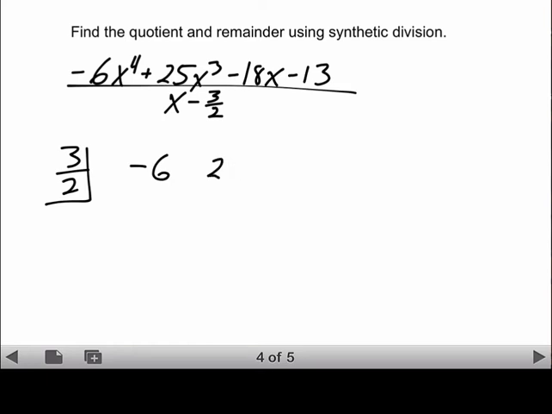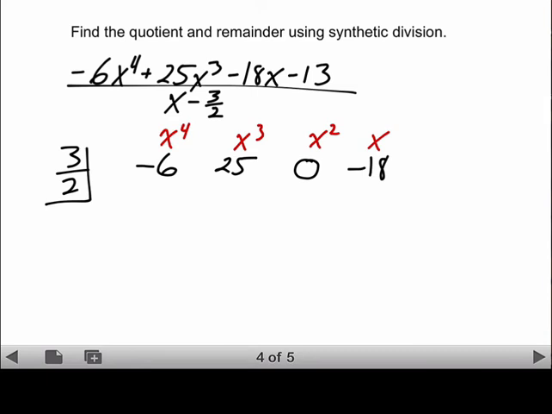Well, let's back up. And then we've got negative 6, and that's associated with x to the 4th. And 25, that's associated with x cubed. Notice we don't have an x squared term, so I'm going to use a 0 as a placeholder there. For our x term, we have the number negative 18, and finally our constant is negative 13.